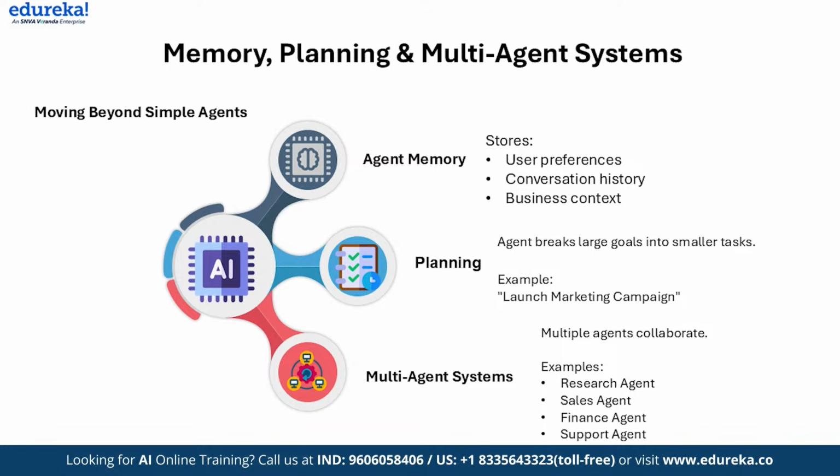Similarly, for planning, an agent needs to break down large goals, or decompose them, into smaller manageable tasks. So let's say the goal is to launch a marketing campaign. The agent needs to plan tasks like creating a landing page, writing an email, scheduling a social post, etc., and then carry it all the way through.